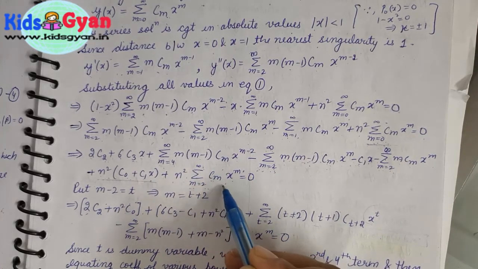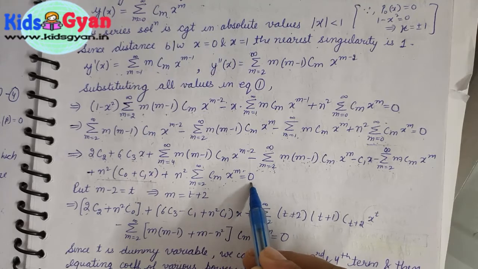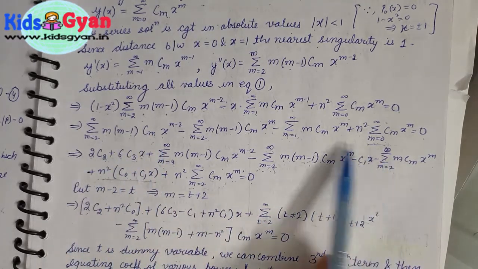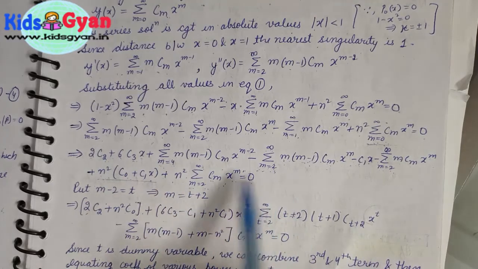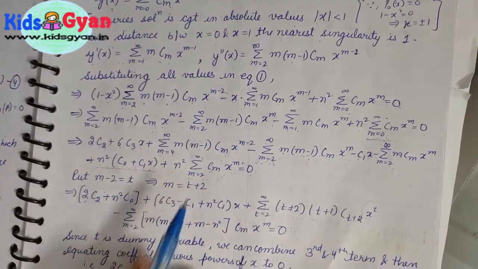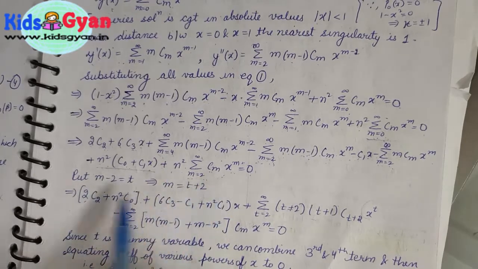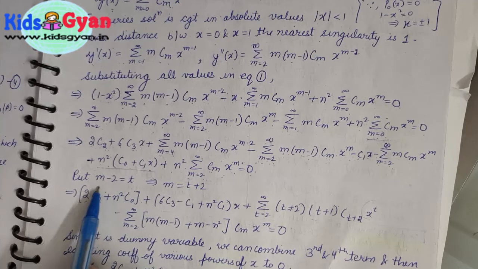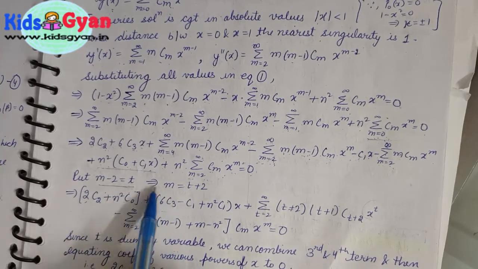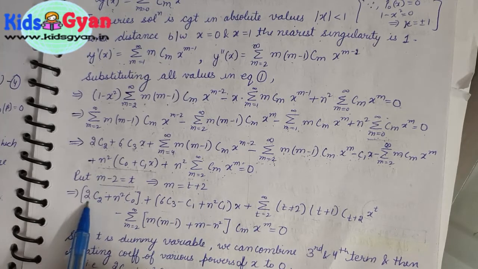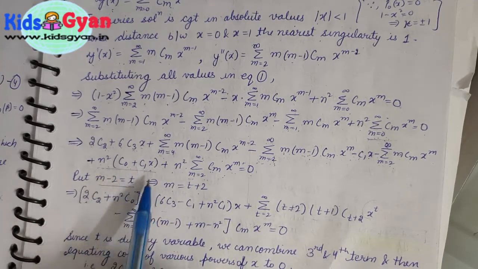So the sum from m equals 2 to infinity of (m² − n²) cm x^m is equal to 0. So we can solve this equation. We can substitute these values and solve this equation. Now if we put m − 2 = t, so we get m = t + 2.